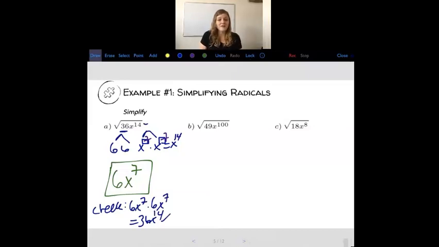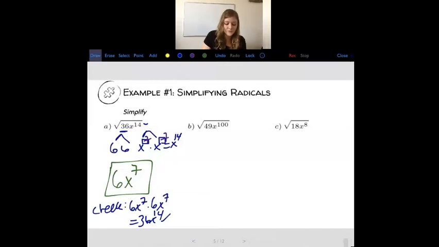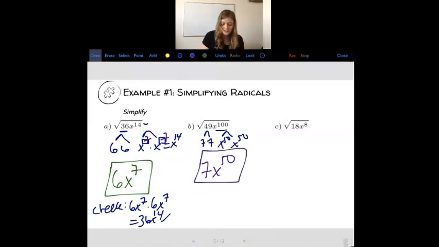Moving on to part B, 49 x to the 100th power. Again, there's no index written, so it's implied that it's 2. The square root of 49 is 7. And be careful with x to the 100. 100 is a perfect square, but because this is the exponent of a variable, we're talking about x to the 50th times x to the 50th. So our final answer here is 7x to the 50th power.